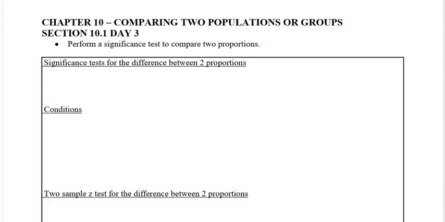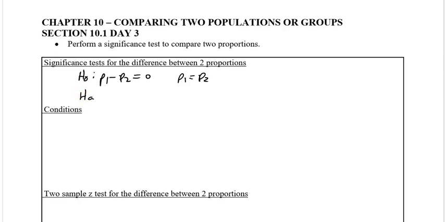In this video, we're going to talk about performing a significance test to compare two proportions. We've been talking about proportions. We know about significance tests. Obviously, if we're going to do significance tests, we need a null hypothesis, which would be that p sub 1 minus p sub 2 is equal to 0. That's the way I prefer to write it. Some people write it p sub 1 equals p sub 2. Either way is acceptable.